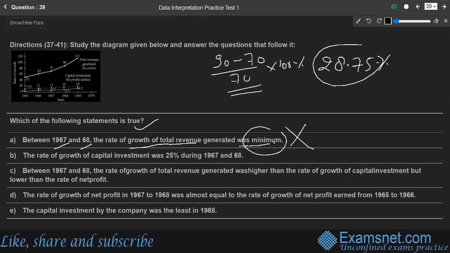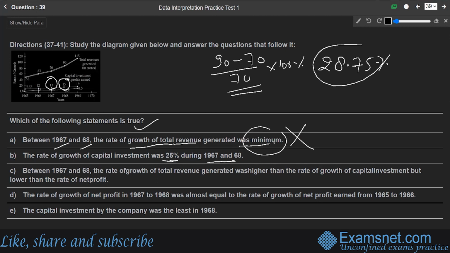Second: the rate of growth of capital investment was 25% during 67 to 68. Rate of growth of capital investment. So let us see the capital investment between 67 and 68. In 67, the capital investment value was 13, as you can see here. And in 68, the capital investment value is 15.